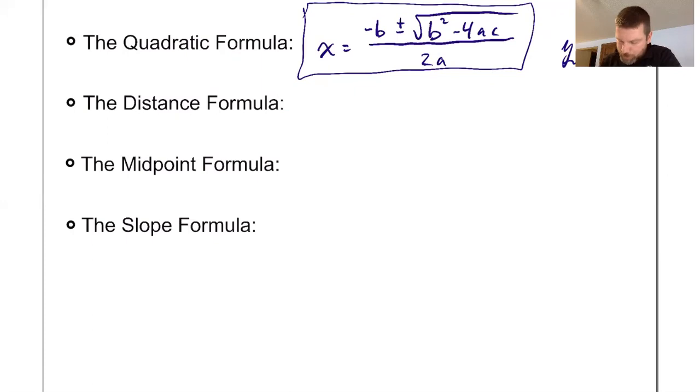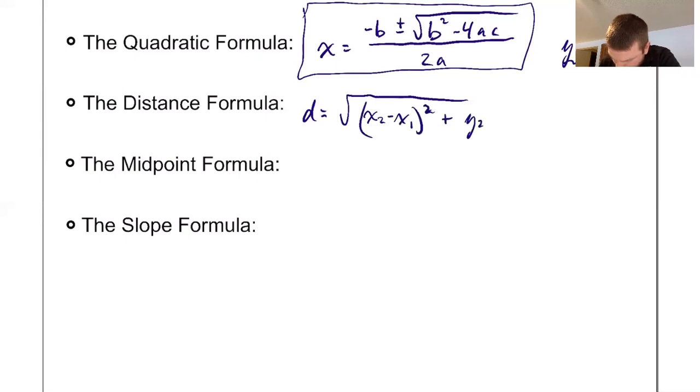Distance formula. The distance formula is equal to the square root of (x2 minus x1) quantity squared plus (y2 minus y1) quantity squared. You might recall that this distance formula comes straight from the Pythagorean theorem. I'm not going to talk about that now, but you can easily Google it if you want a refresher on that.